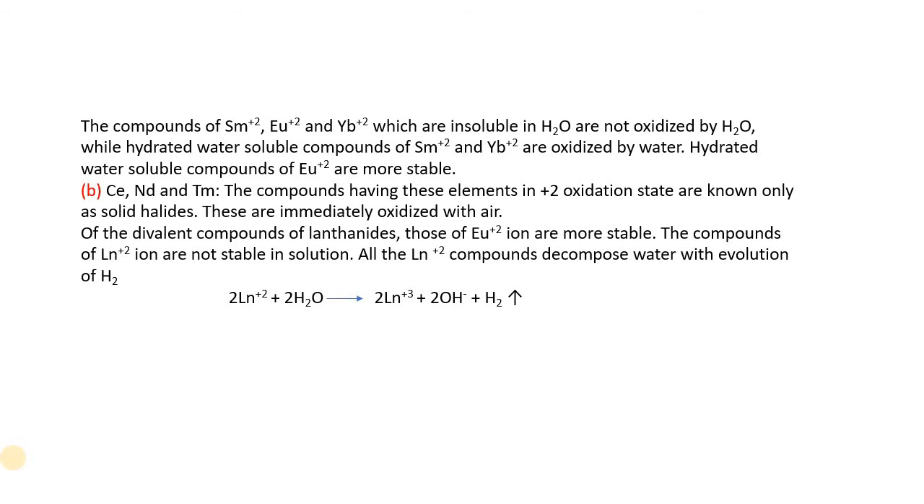Of the divalent compounds of lanthanides, europium +2 ions are more stable. Think about the configuration after the loss of two electrons. The compounds of lanthanide +2 ion are not stable in solution. In solution, they get oxidized by water into lanthanide +3 ions. But when water oxidizes lanthanide ions to +3, then water gets reduced into hydrogen.